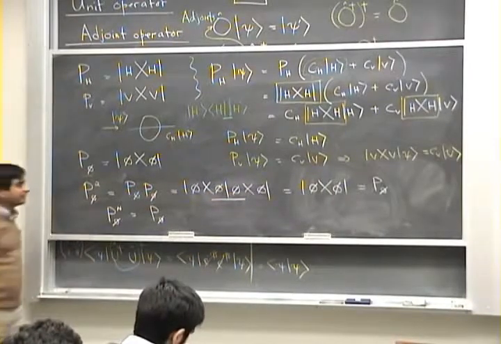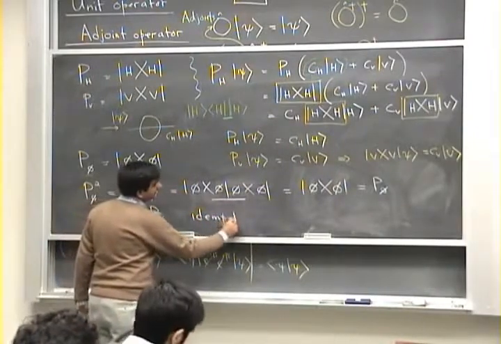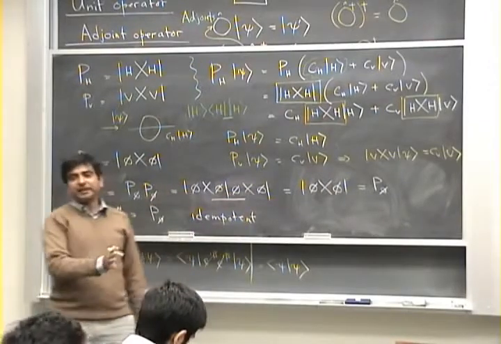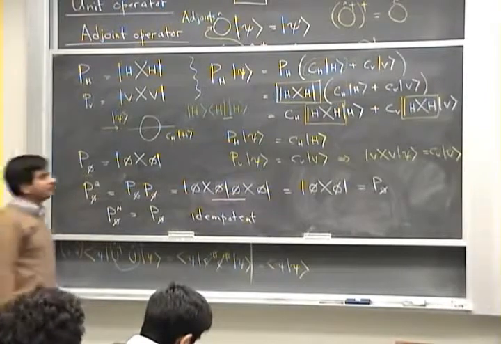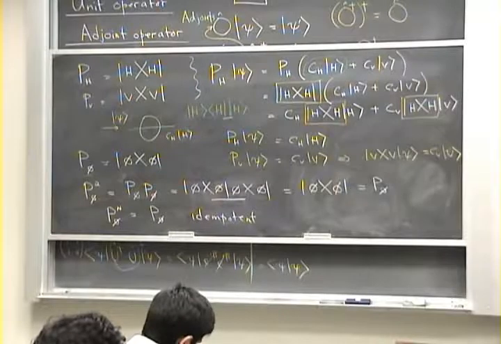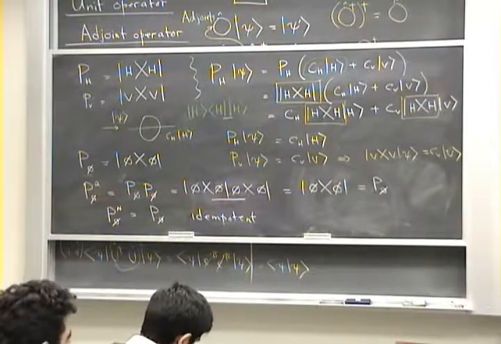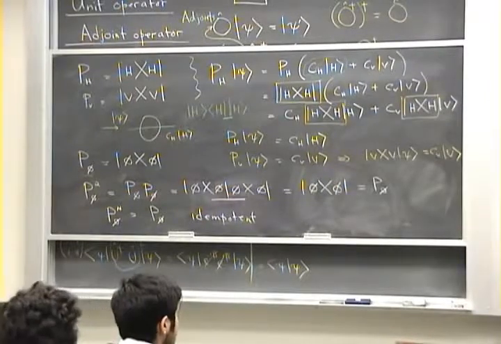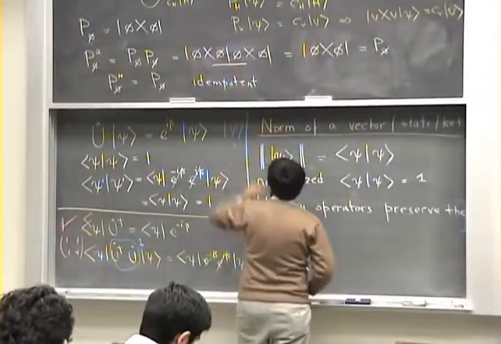Hence, the projection operator is idempotent. An idempotent operator is an operator which, when acted multiple times, gives you the same output. Okay? So idempotent operators come in this category. They are a mathematical property, idempotent. So idempotent operators have a special place in quantum mechanics.